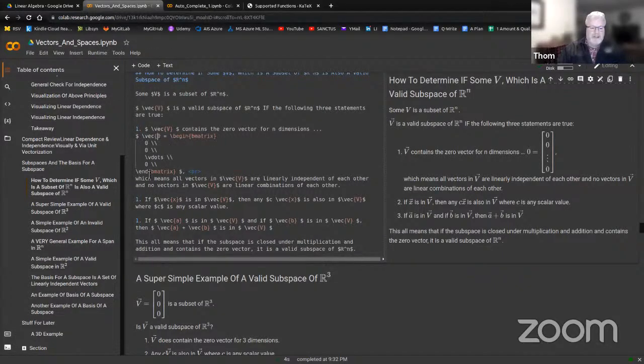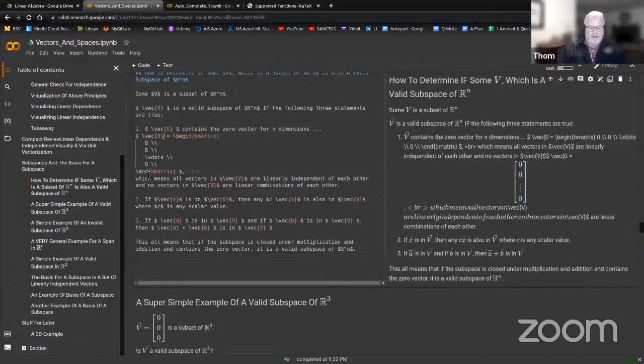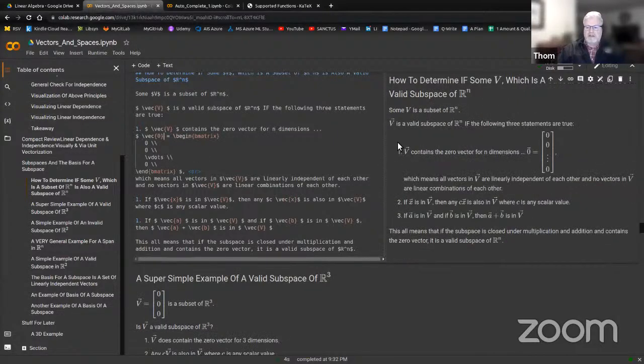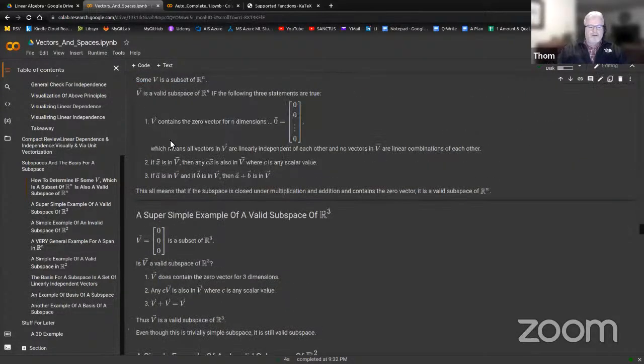We really want to say it's a vector of zeros. So that's how we're going to say that. So if this set V contains the zero vector, which means that all vectors in set V are linearly independent of each other, and no vectors in the set V are linear combinations of each other. So that's the independence we were talking about above.